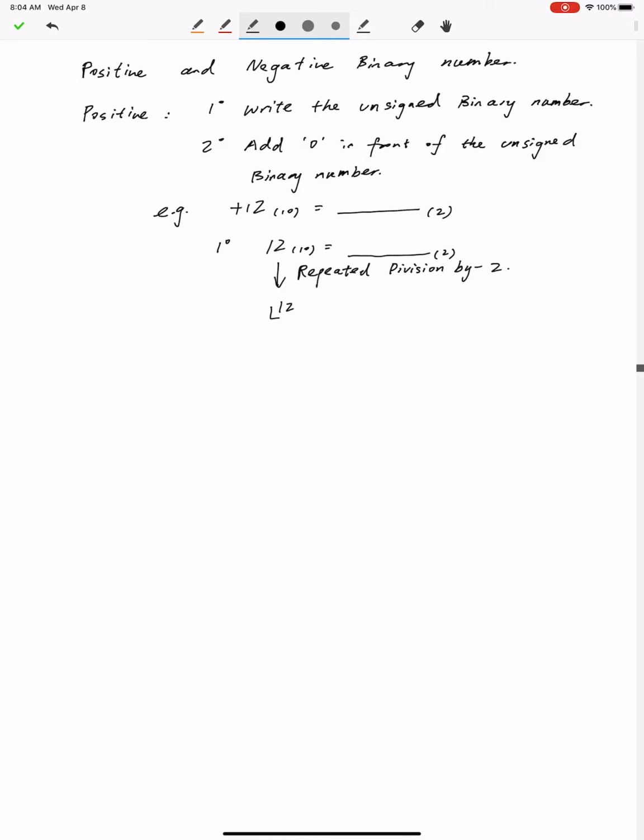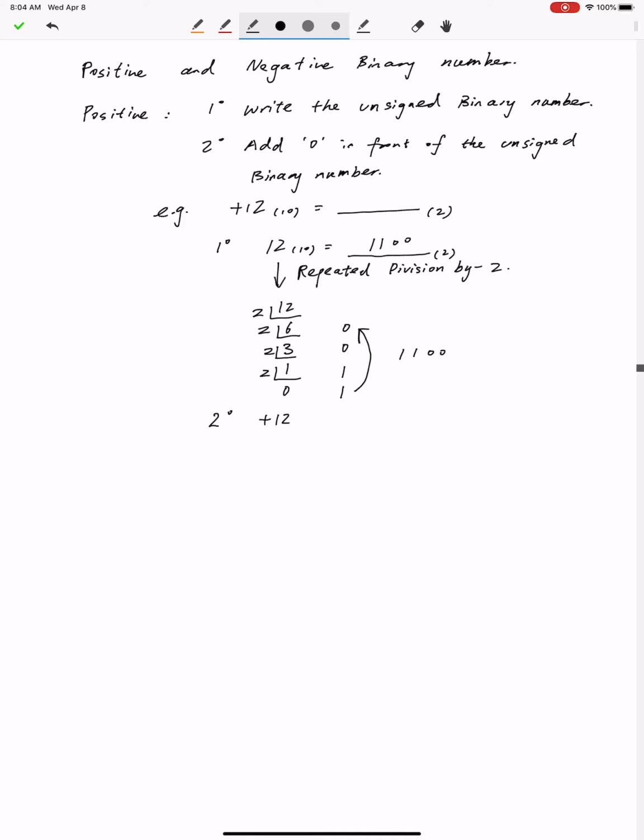So we divide 12 by 2 and we have result is 6 and remainder is 0. 6 divided by 2, result is 3, remainder is 0. 3 divided by 2, result is 1 and remainder is 1. 1 divided by 2, result is 0 and remainder is 1, right? So the binary representation of 12 is 1100, correct?